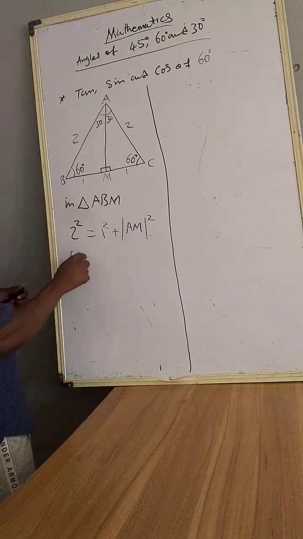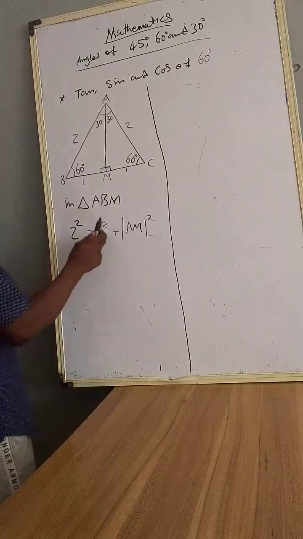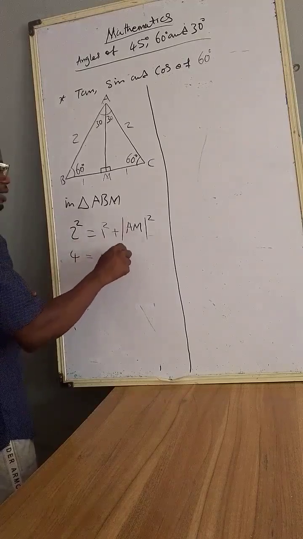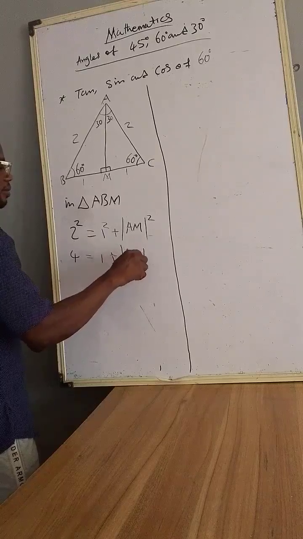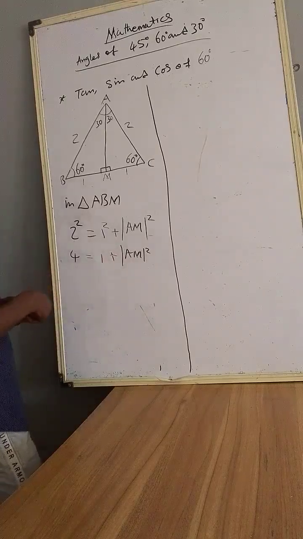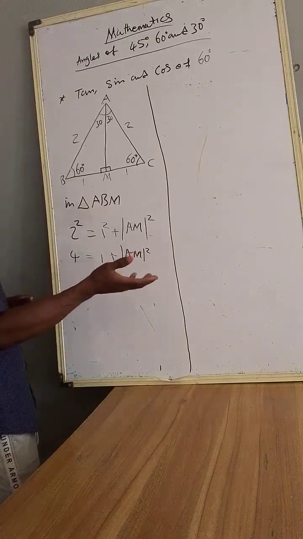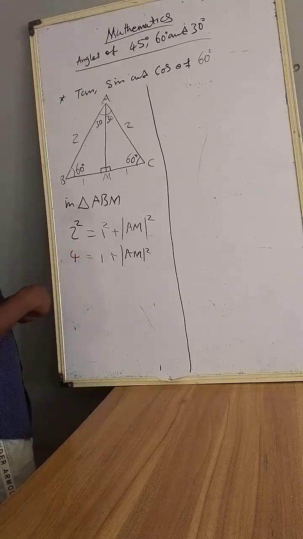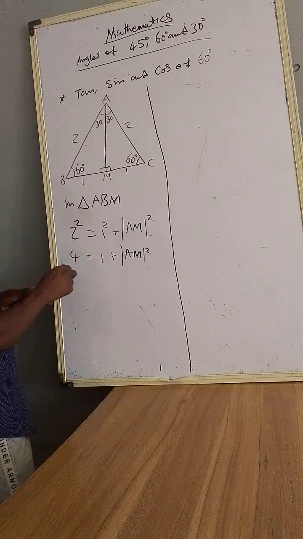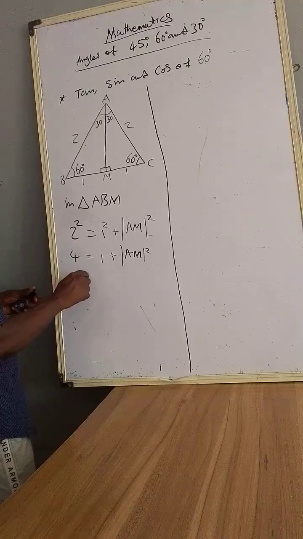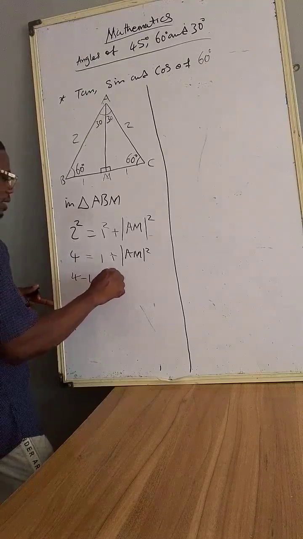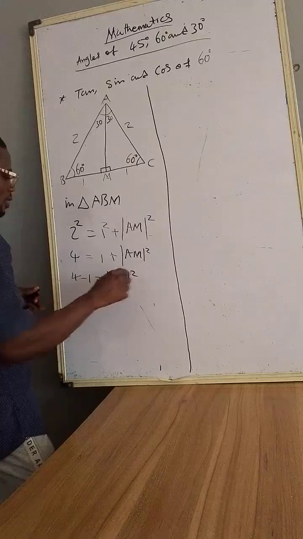2 raised to the power 2 is 4 equals 2 raised to the power 1 is 1 plus this still remain as EM squared. Now let's put the unknown on one side, the known on the other side. When I bring this 1 here, it will become a minus, all right? So we have 4 minus 1 equals length EM squared.